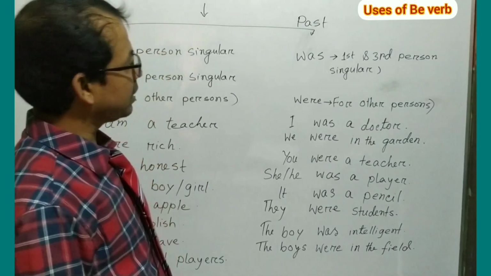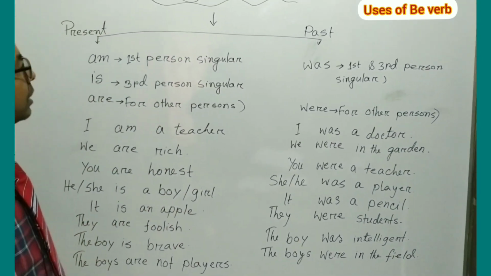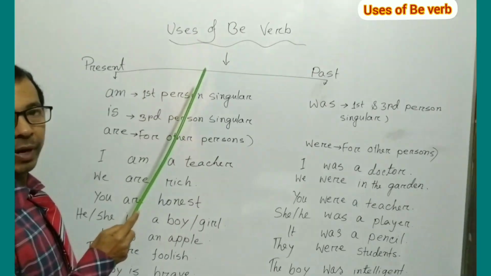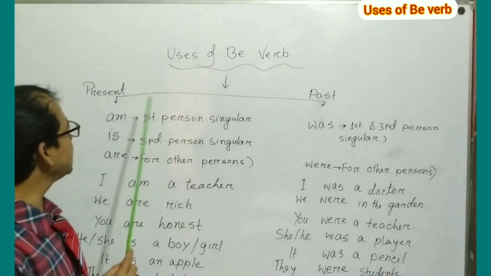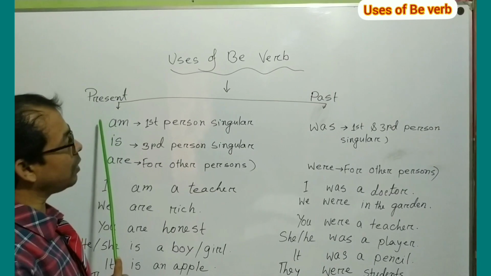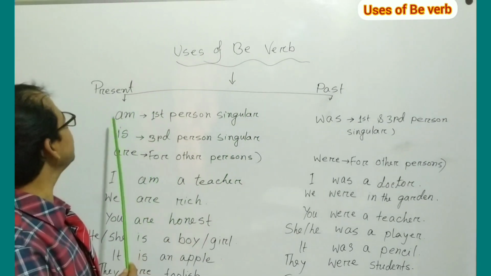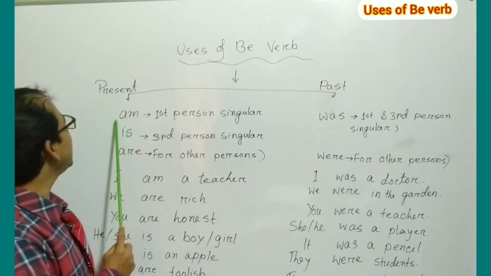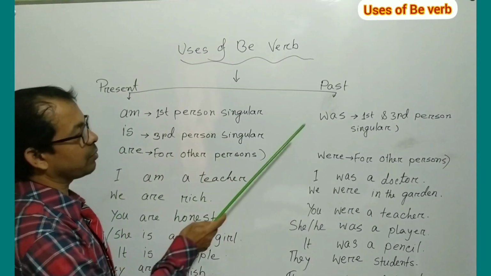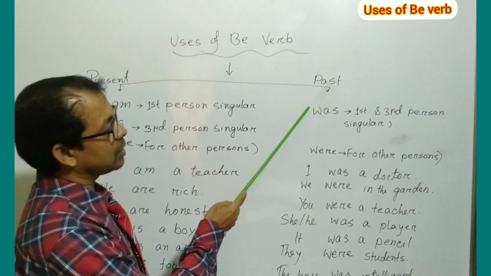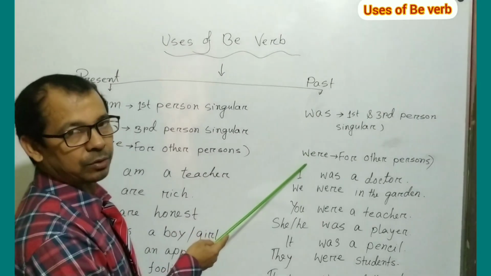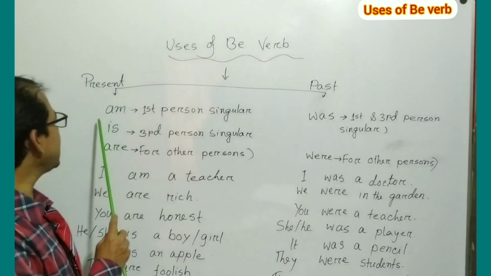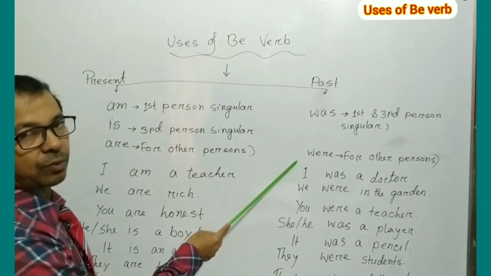So my dear student, again I am telling, be verbs are used in two forms, in present form and in past form. In present form, three verbs will be used: am, is, are. And for the past tense, was and were will be used. Okay. So for the present tense, am, is, are. For the past tense, was, were.